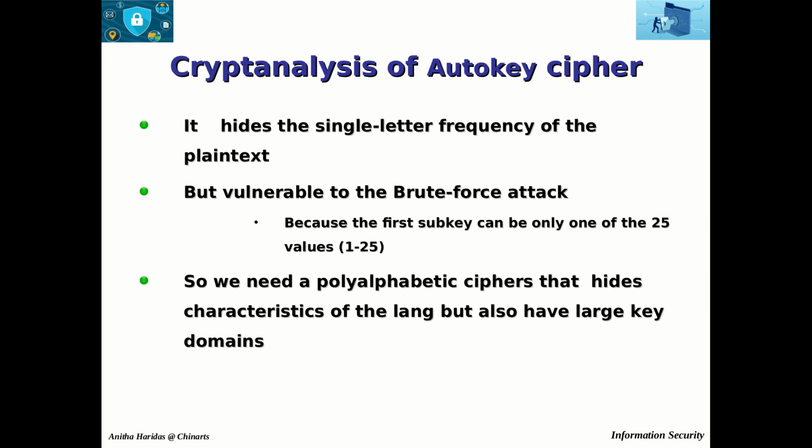So the AutoKey cipher hides the single letter frequency, so there is no statistical attack happening in the AutoKey cipher, but since the first subkey can be only one of the 25 values, it is vulnerable to brute force attack. So how do you protect it from the brute force attack? We can have a larger key domain so that we can protect it from the brute force attack. So that's what you have to understand in the AutoKey cipher.